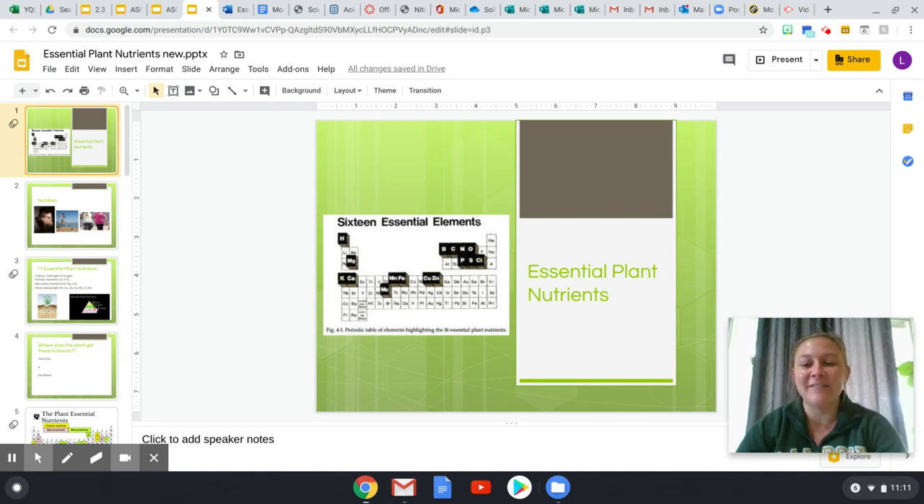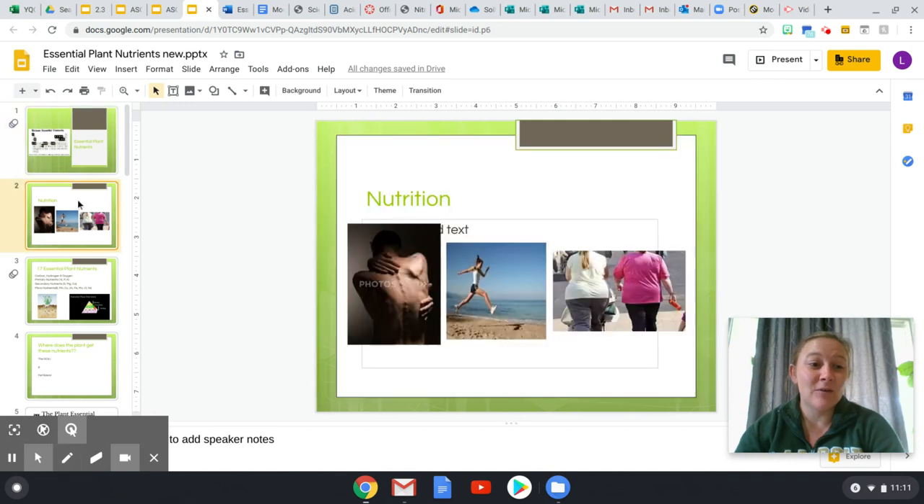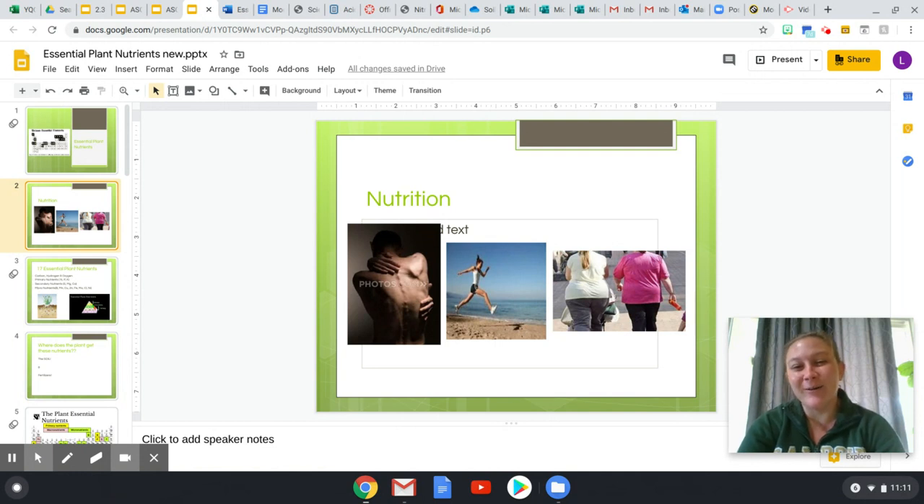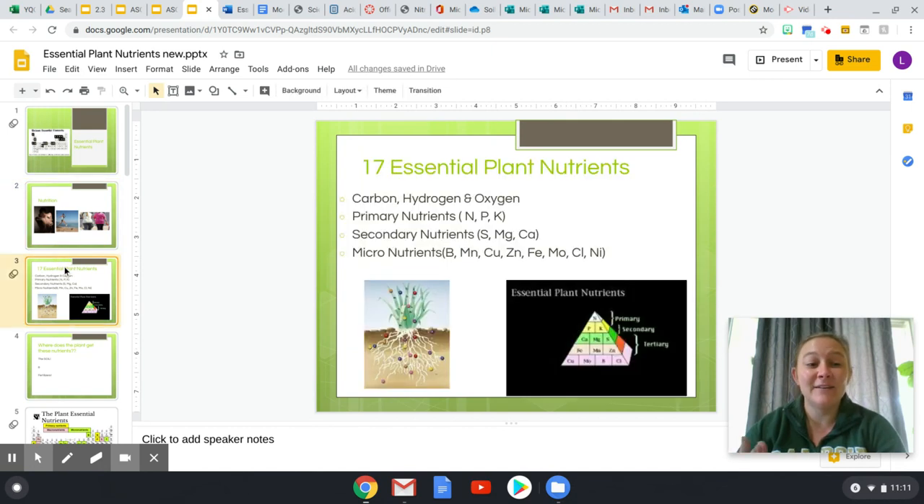This week, we're going to be diving into essential plant nutrients because just like we need good nutrition to be healthy and not get sick, we want to make sure that we're eating the right foods and taking in the right nutrients. And those Fred Flintstone vitamins can only go so far. We also need to be eating good food. And just like we need good food to grow, plants need food to grow as well. And this week, you're going to be learning about all those essential plant nutrients.